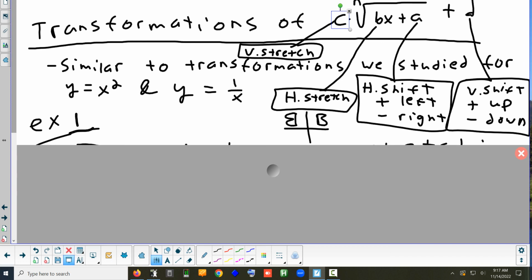If C was negative, that would be a vertical reflection. That would be over the x-axis. So there's really up to 6 things that could happen. 2 stretches, 2 shifts, 2 reflections. And I generally don't give you a problem with like 6 of them in the same problem. You may have 2 or 3. This one only has 1.